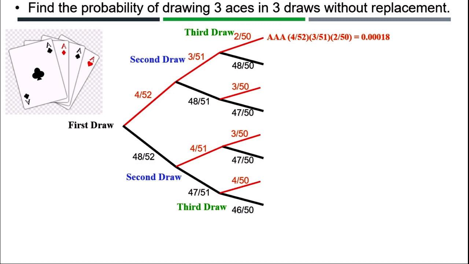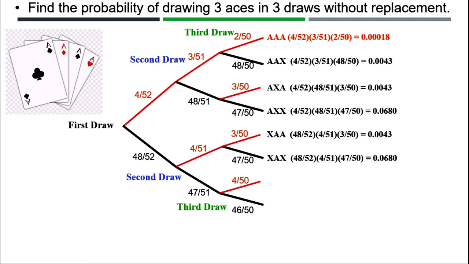For the second branch, it is red, red, black, ace, ace, X, which X here is a non-ace card. The probability is 4 over 52 times 3 over 51 times 48 over 50, and so on. From this tree diagram, you can figure out all the probability of each case, like only one ace, or at least 2 aces, or only 2 aces, and so on. That's all for this video.